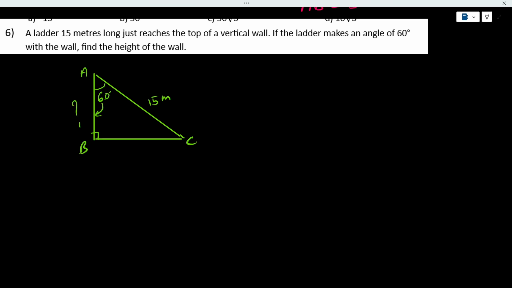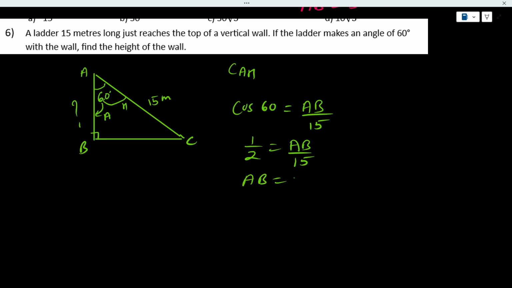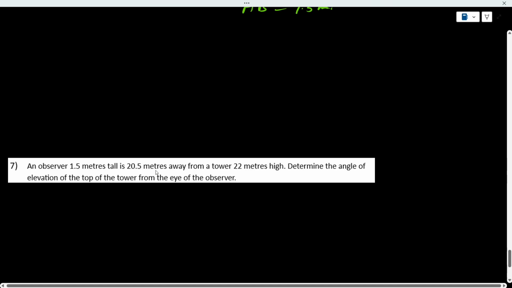So this is your adjacent, this is your hypotenuse, right? So you can take here cos rule. So cos 60 is equal to adjacent, which is AB, by hypotenuse, 15. Cos 60 is nothing but sine 30, which is half, equals AB by 15. We did this question in the example, right? So AB is 7.5 meter. Let us go for the next question, question number 7 here.